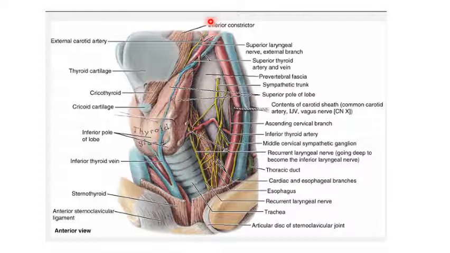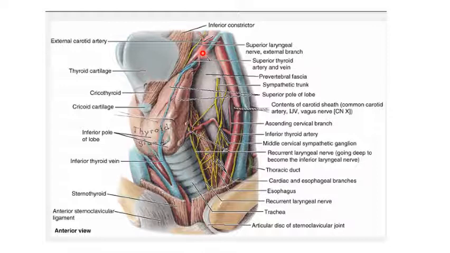Now, from here, it would have divided at the level of the upper border of the thyroid cartilage into an external and internal. The external gives rise to the superior thyroid artery, the external carotid. It gives rise to branches which supply the larynx. The superior thyroid artery gives the superior laryngeal artery, which supplies the larynx.